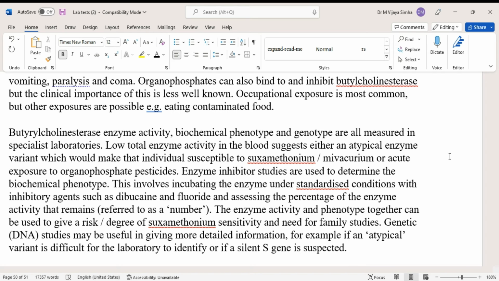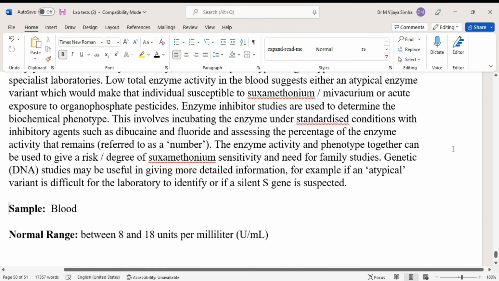Enzyme inhibitor studies are also used to determine biochemical phenotype. This involves incubating the enzyme under standardized conditions with inhibitory agents such as dibucaine and fluoride, and assessing the percentage of enzyme activity that remains. The enzyme activity and phenotype together can be used to give a risk or degree of suxamethonium sensitivity and need for family studies. Genetic studies may be useful in giving more detailed information, for example, if an atypical variant is difficult for the laboratory to identify, or if a silent gene is suspected.